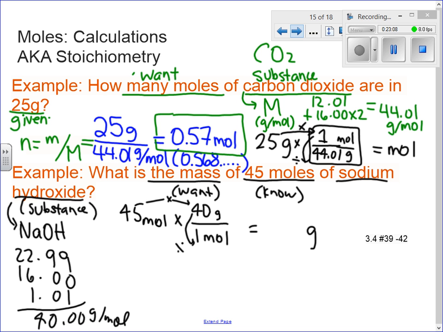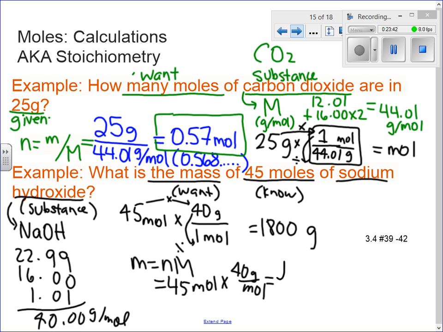Now you don't have to type in divided by 1 on your calculator because it's not going to give you anything different than what you already have. So basically you're doing 45 times 40. It gives you 1,800 grams. If I was doing this with the formula, I would say to myself, I'm looking for mass, so I'm going to multiply moles and molar mass. So I'm going to take 45 moles and multiply it by 40 grams per mole. I would get the exact same answer regardless of the method I chose to calculate it.